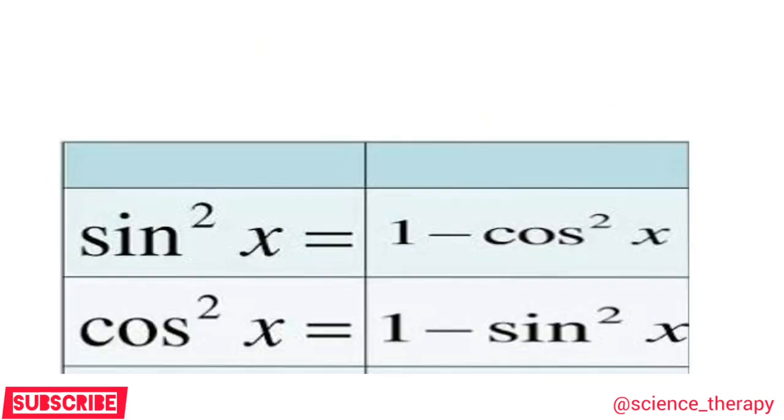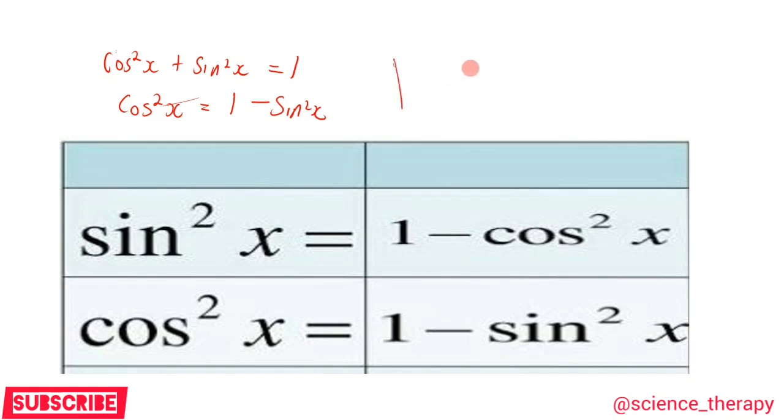Having this, we know we can also break this down further. Our cos squared x plus sine squared x is equal to 1. Remember, if we want to make cos squared x the subject of the formula, we transpose sine squared x to the other side. That gives us that. And if we also want sine squared x as the subject of the formula, we will have sine squared x is equal to 1 minus cos squared x. So that's basically what you have there on the table.